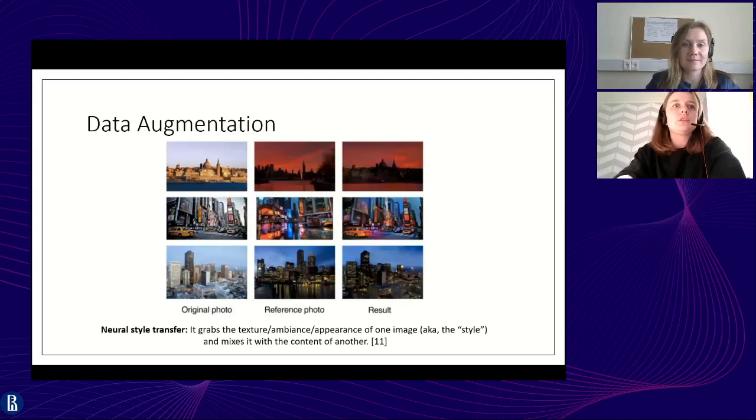You can see neural style transfer. It grabs a texture, ambience, appearance of one image and mixes it with the content of another. You can see on the left column the original photos for some cities, for example. The middle column shows us the reference photo of the style, which means, for example, for the upper image in the middle column, we can see the sunset, and on the right column we see the city from the left column in a sunset style.